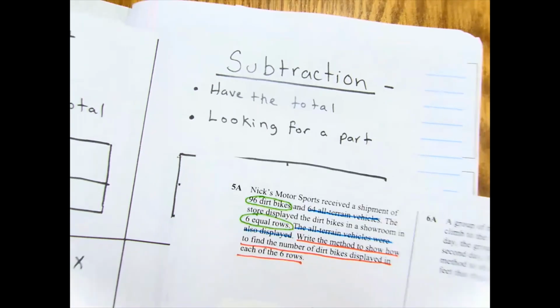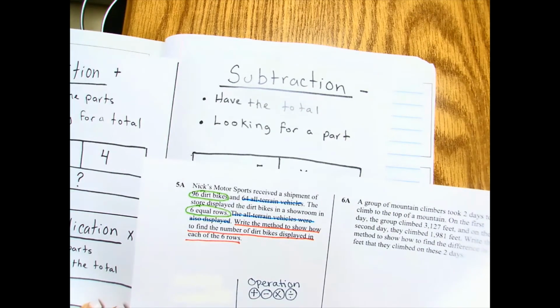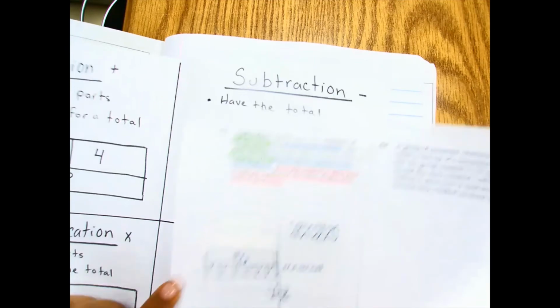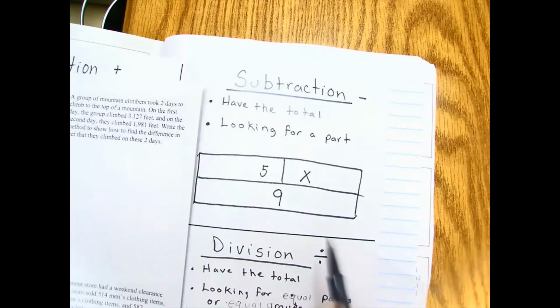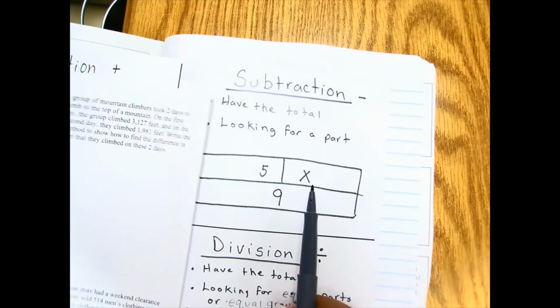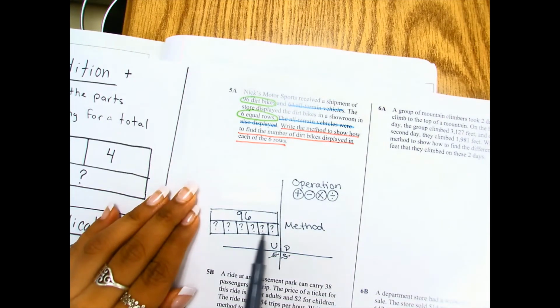Now let me look at my subtraction. So it says I have a total looking for a part. So I do have my total and I am looking for parts. But let me look at the strip diagram. Oh, look, it's only one part that's missing, but I'm missing all of these parts. I don't think I have to subtract. Let's look at my last one.